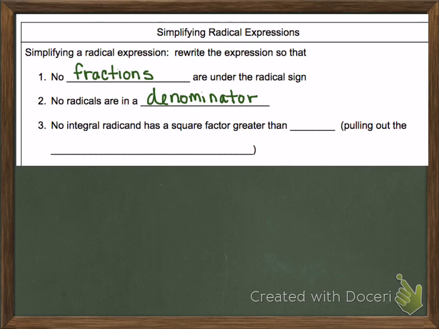And that no integral radicand has a square factor greater than 1. Now it's really fancy words for what we're going to do, which is pull out any perfect squares. So anytime we can take the square root of a perfect square, we're going to do that.